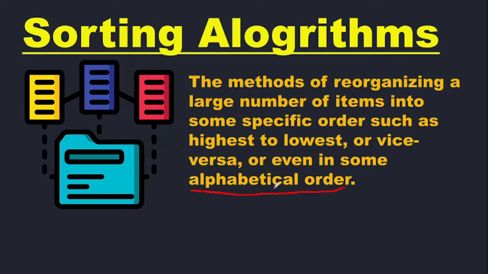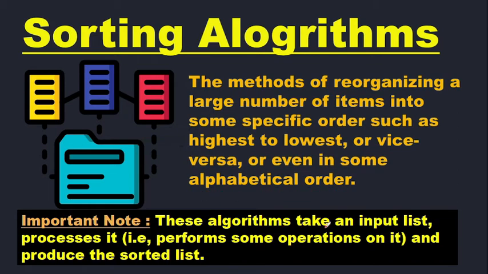One important note is that these algorithms just take an input list. Input list means, for example, you have an array of 10 numbers and you want to sort them. Then the algorithm will process it, meaning it will perform some operations on it, like comparing adjacent elements, or using some bucket methods, depending upon that algorithm's technique or method. After performing the operations, it will produce the sorted list, which will be our required output.